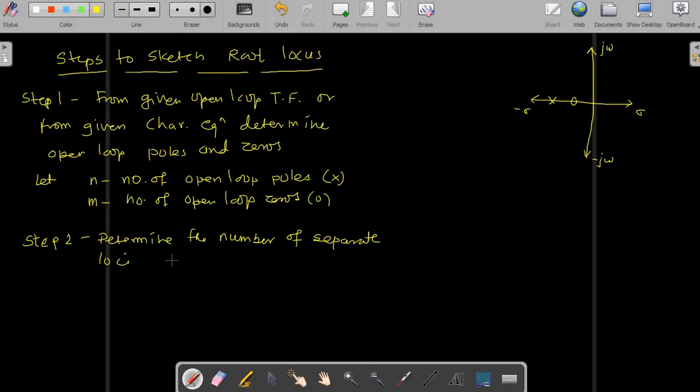The region on the real axis is said to have the root locus if the number of poles and zeros to the left of it is an odd number. If the number of poles and zeros to the left of it is an odd number, then we can say that that particular region on the negative real axis is a root locus. Now when we are determining the root locus region on the real axis, there is no need to consider the complex conjugate poles.